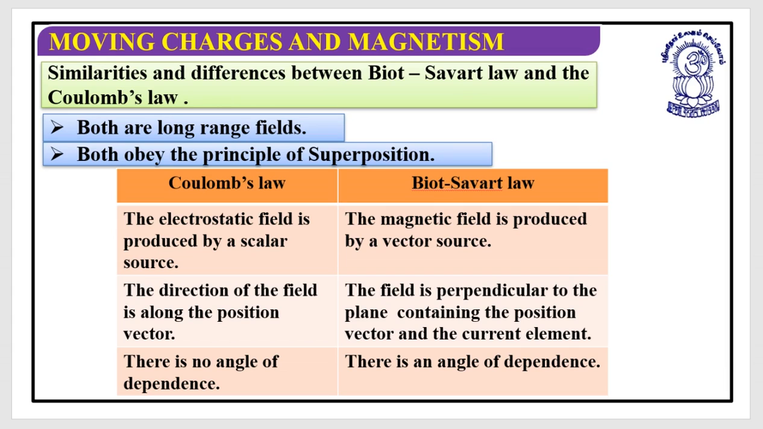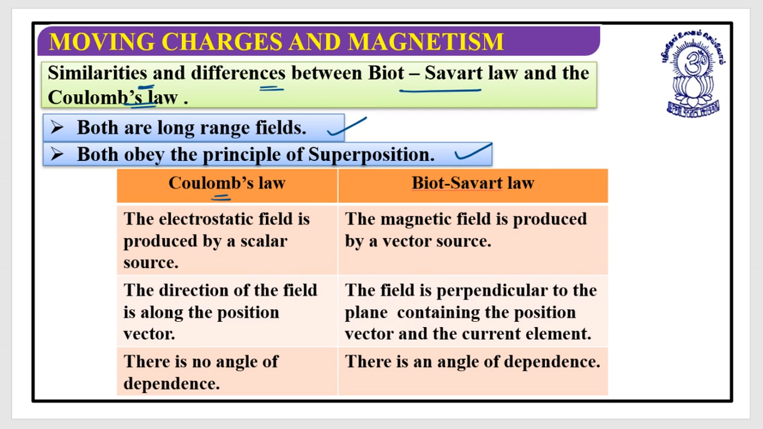So first, let's compare the similarities and differences between the Biot-Savart law and Coulomb's law. First thing, both are long range fields. Theoretically they can be applied up to infinite distance, but that is on a theoretical basis. Next, both obey the principle of superposition. You understand the principle of superposition. Great. Now let's see the differences.